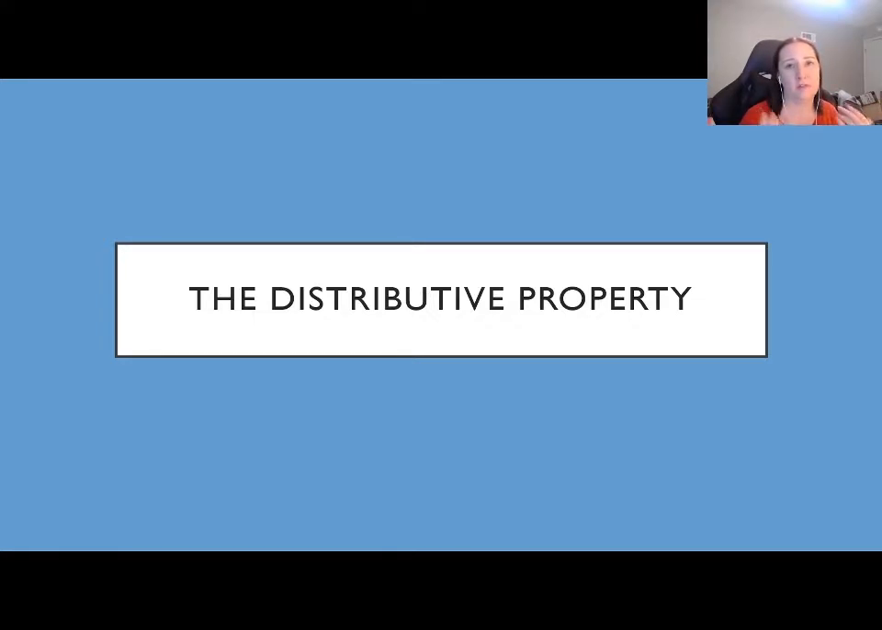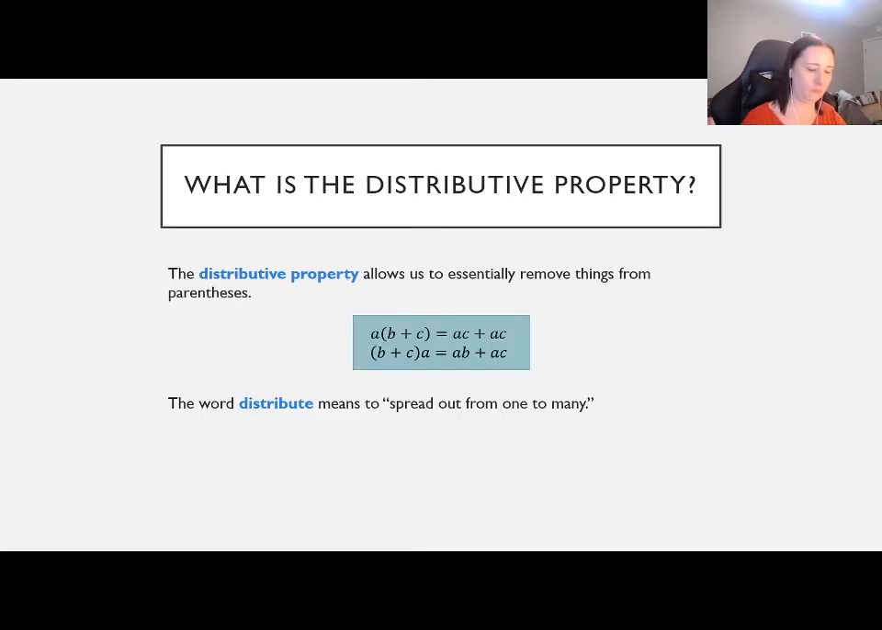So anyway, I'm going through the distributive property. This comes from section 1.7 in your textbook, and this is a property that is used all the time in algebra. It's used so much, so it's really important to understand this and how to use it, so that you don't have to worry about it later on when you're learning other new things. So, what is the distributive property?